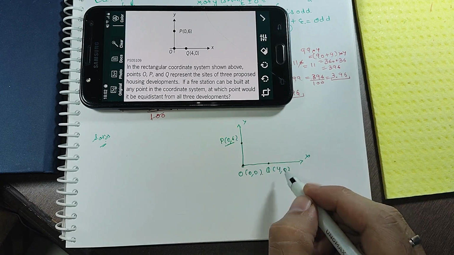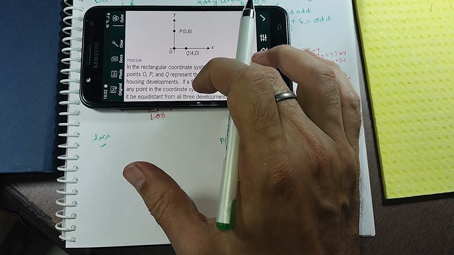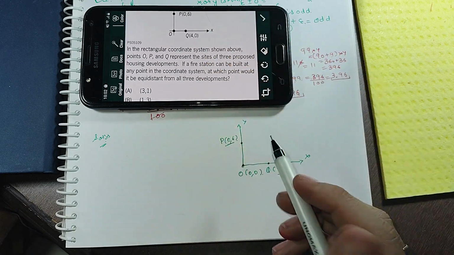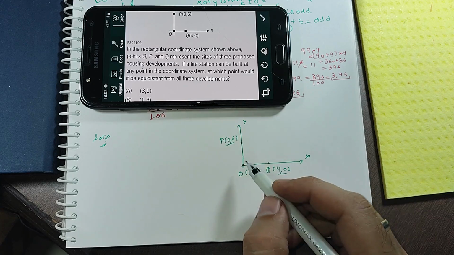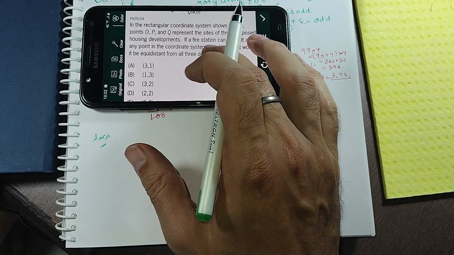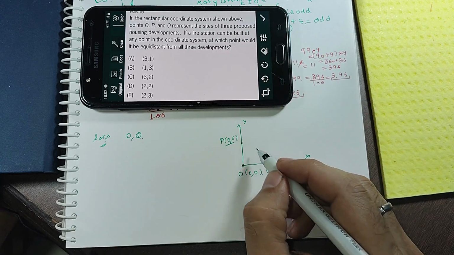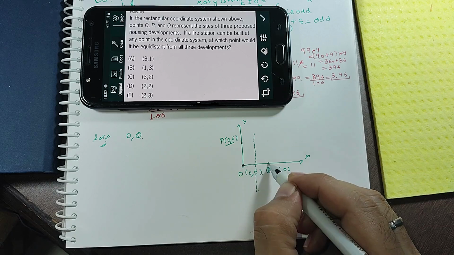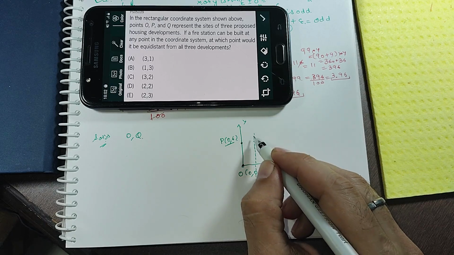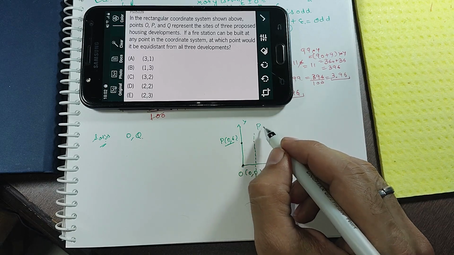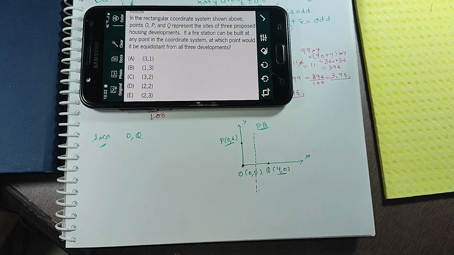So these are lying on the Y axis and X axis. He says a fire station has to be built which must be equidistant from all these three points. Right? So now these are the options. If we take O and Q, we know that the point which will be equidistant from both of these points must lie on the perpendicular bisector of this, right? And how do we find the coordinates of this?